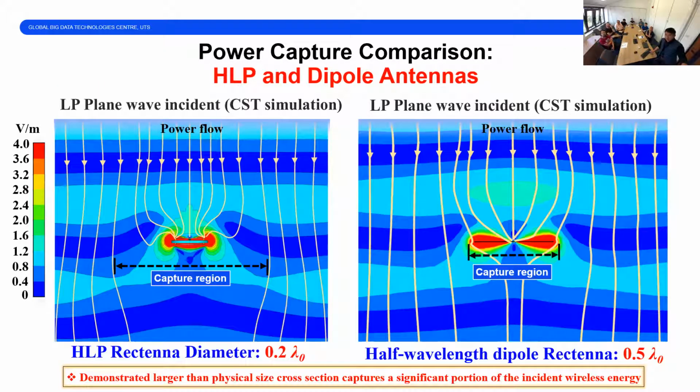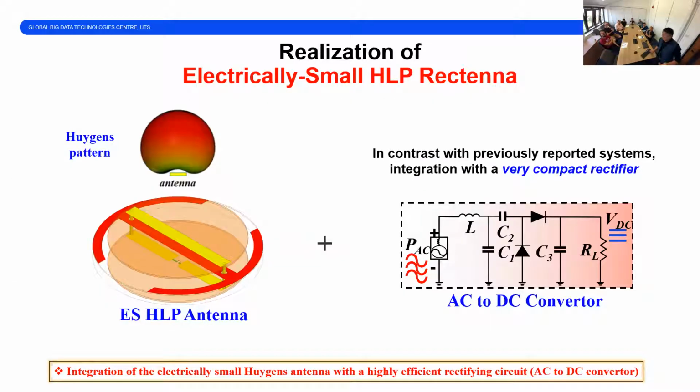We compared our electrically small antenna with the conventional dipole antenna. We can see, although we have a much smaller diameter, in this CST simulation, how the device captures wireless power. Although we're smaller, we have a much larger wireless power capture area. This means we're smaller, but we are stronger. That is a big improvement.